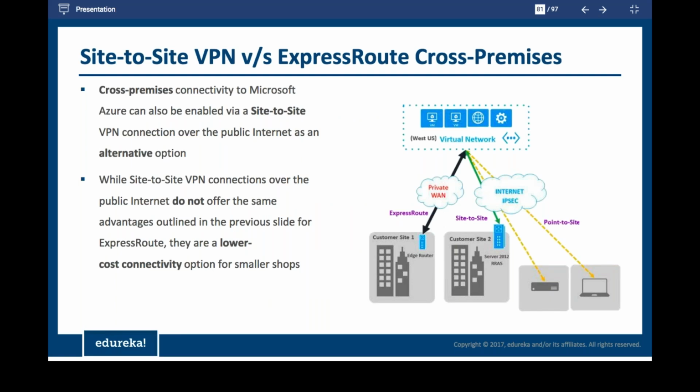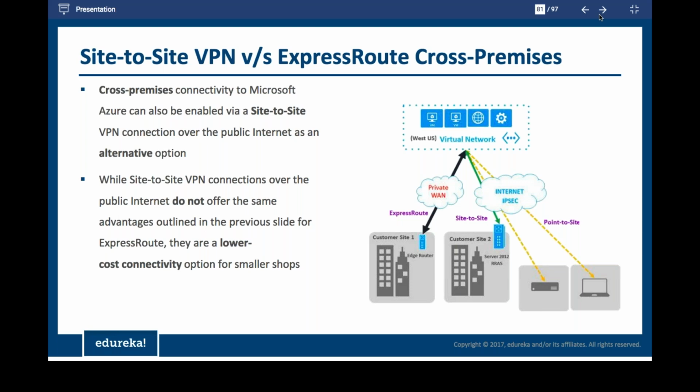The site-to-site VPN and the express route have major differences. So in the cross premise setup that you can see on the screen, that's the connectivity towards the Azure data centers, which is enabled by the site-to-site VPN connection. And when you go for the site-to-site VPN connection, the public internet will not offer the same advantages which are given in the previous slide that you have.